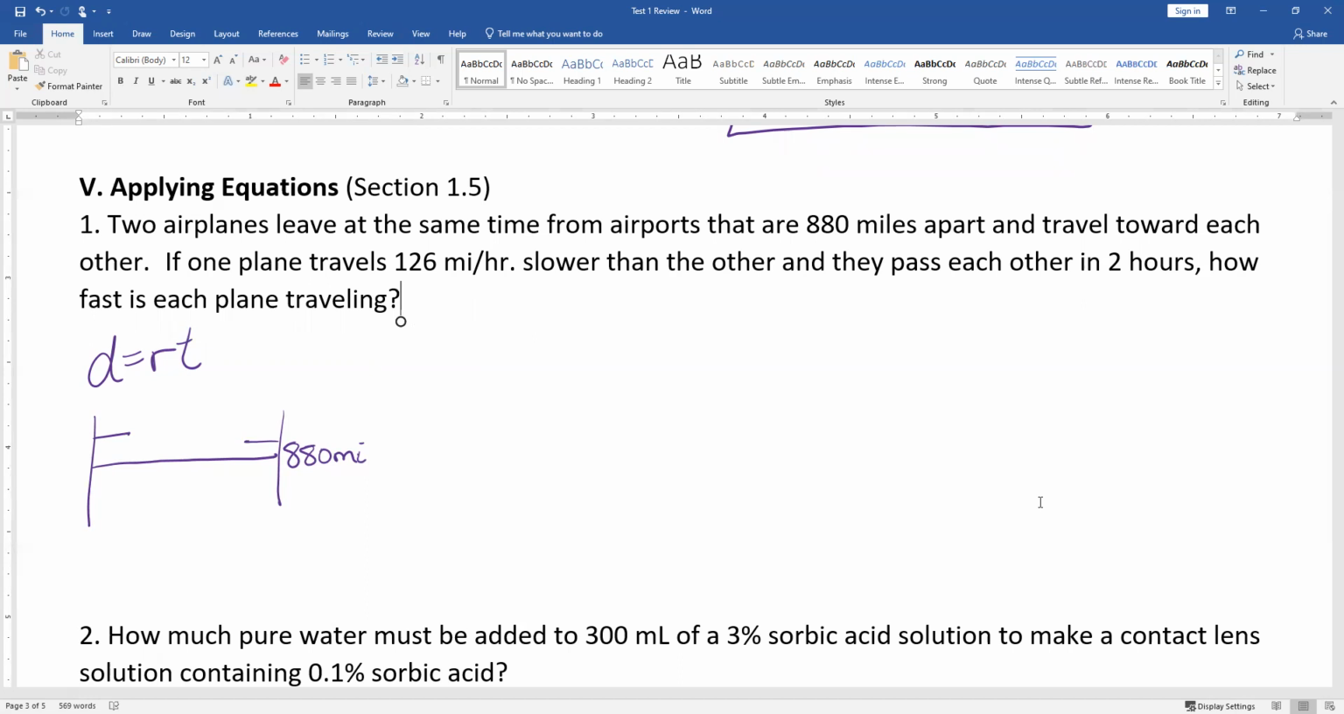All right, so the slower plane is going to travel the shortest distance. Think about this logically, right? The slowest plane is going to travel the shortest distance because it's going slower. The other one is going to travel farther, faster, before they meet.